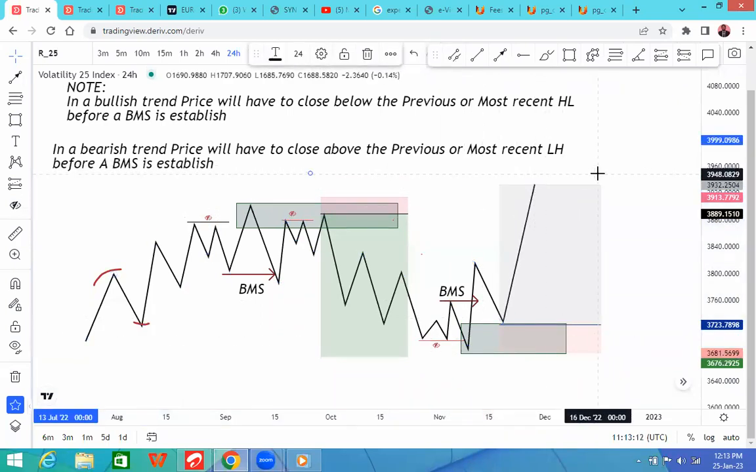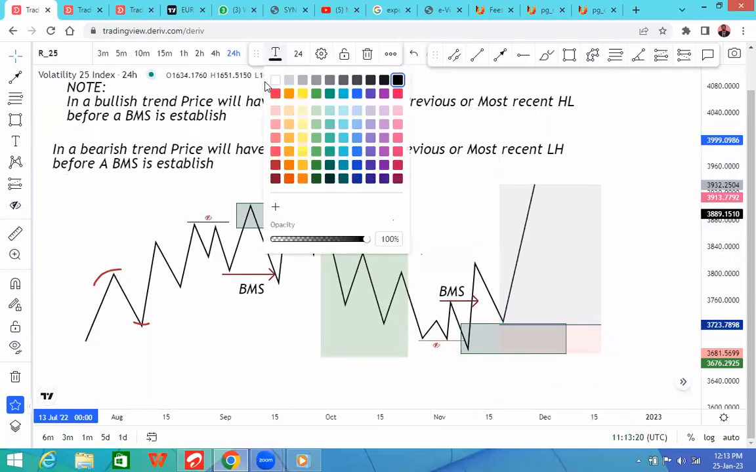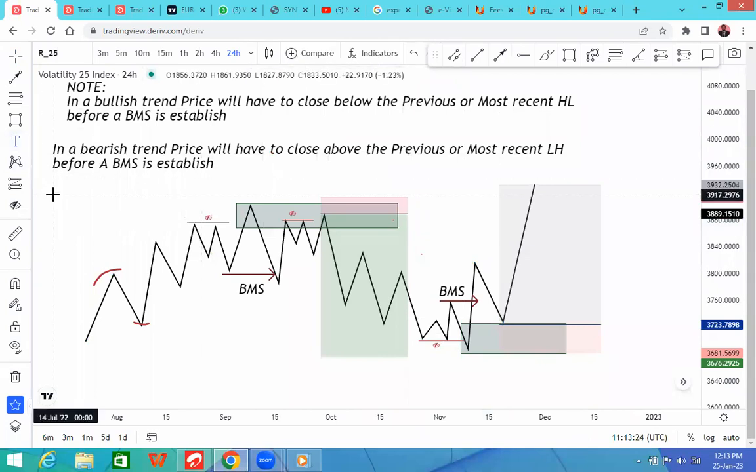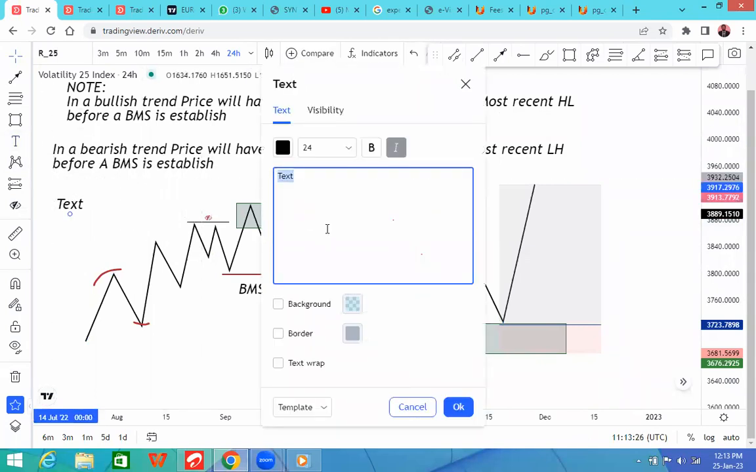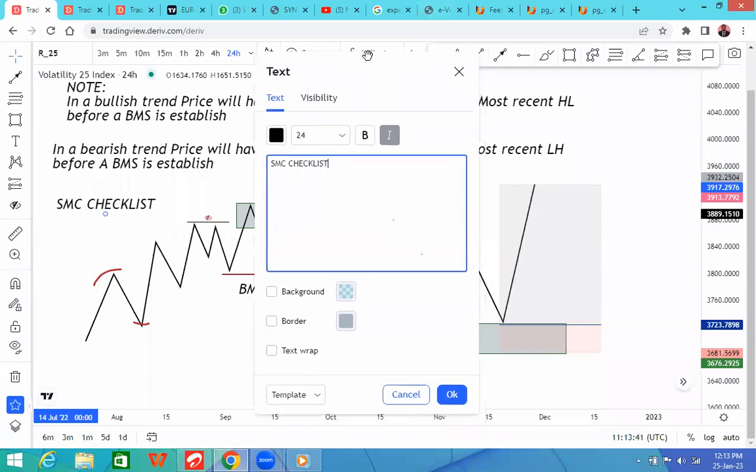This is how to trade. We have a smart money checklist that we use. I'm not going to tell you how we use all this. You just want to come to the Telegram group so that we can have a grasp of how we do this. This is the smart money concept checklist that we use in the smart traders family.